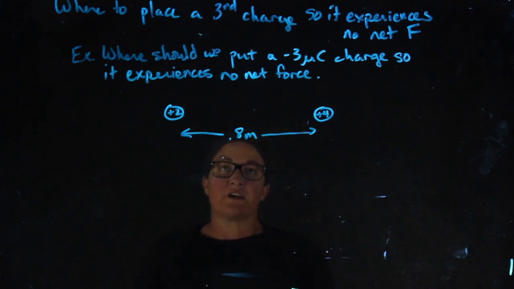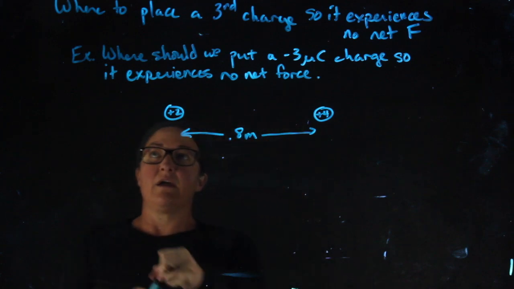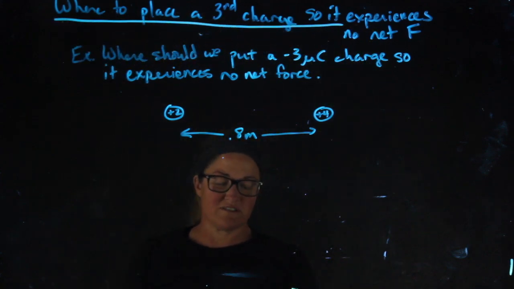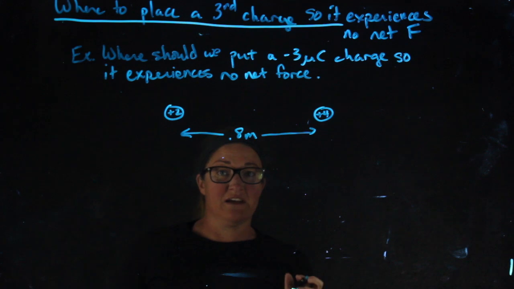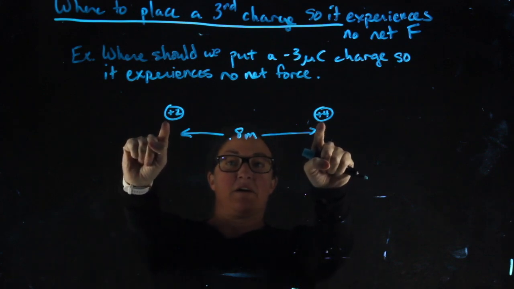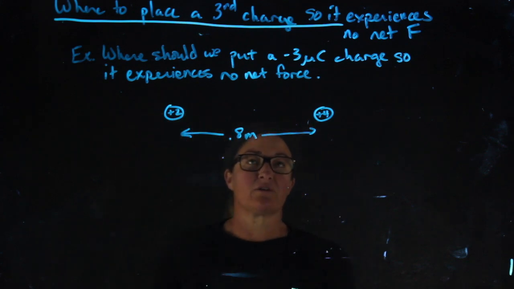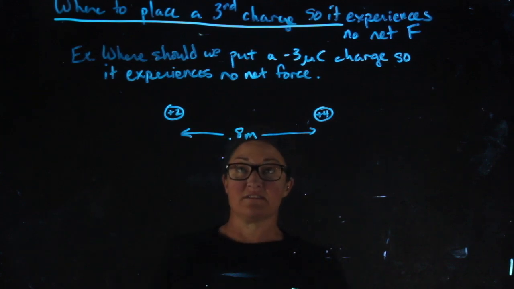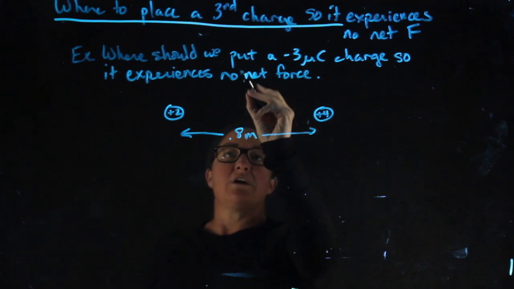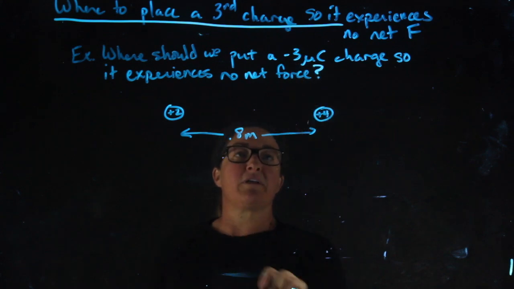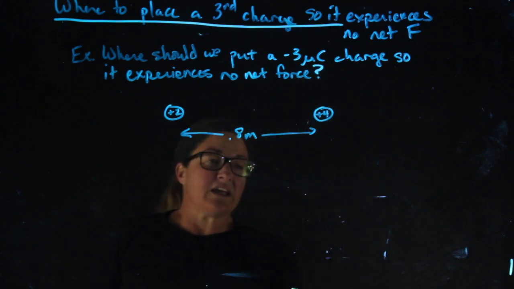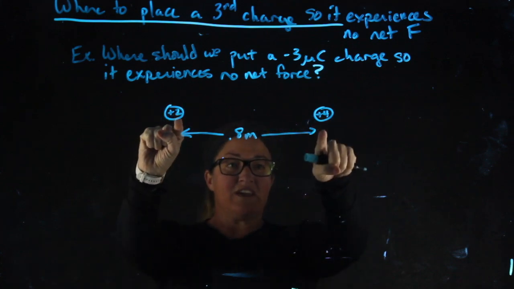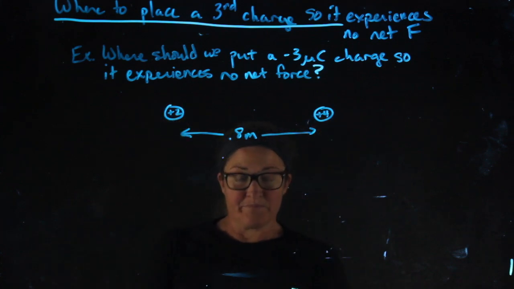First thing today we're going to look at is a type of problem that we call where to place a third charge so it experiences no net force. It's not a great title, but you get the idea. I have a physical setup here where I have a positive 2 microcoulomb charge and a positive 4 microcoulomb charge separated by this distance. What I want to know is where should we put a third charge so that it experiences no net force, meaning whatever each one of these does to it is canceled by the other.